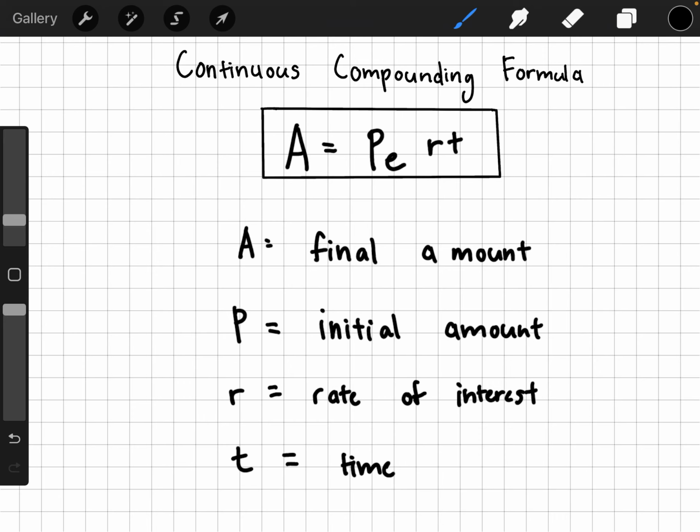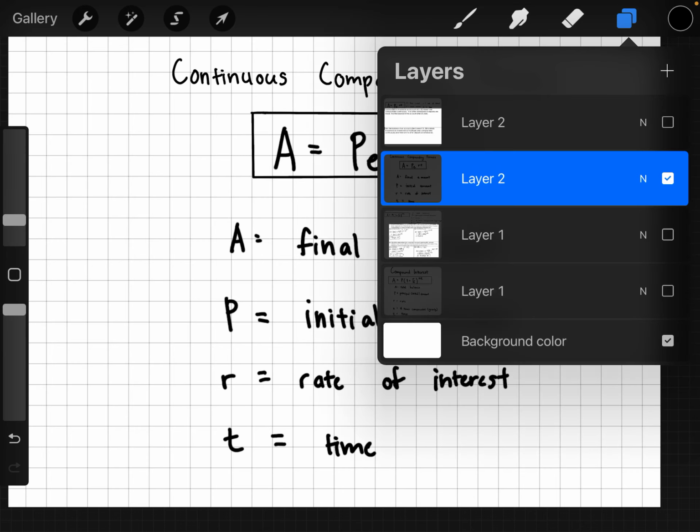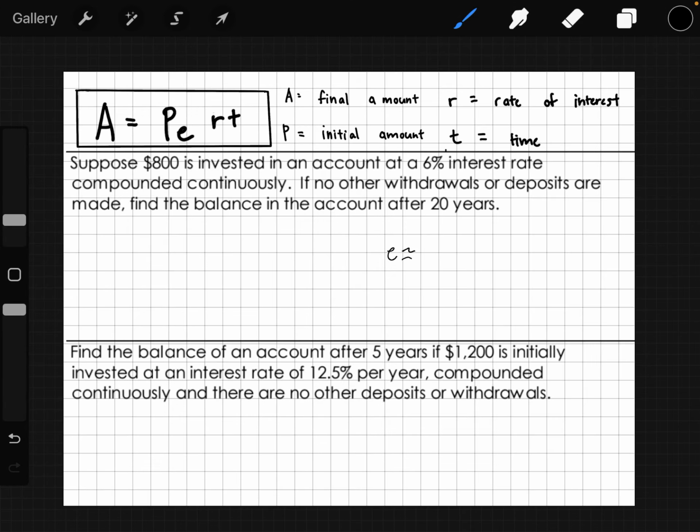Next is continuous compounding interest. In some cases, interest is compounding continuously, meaning the account is constantly earning interest. The formula below can be used to find the balance of the account in this case. So A, the final amount, equals P, the initial amount, times e to the power of R times time. Now e should be a value on your calculator, but if not, e is roughly 2.718. So I'll put that here.